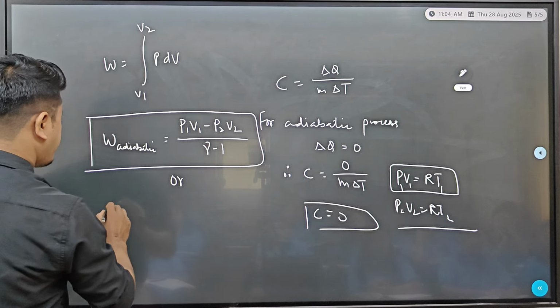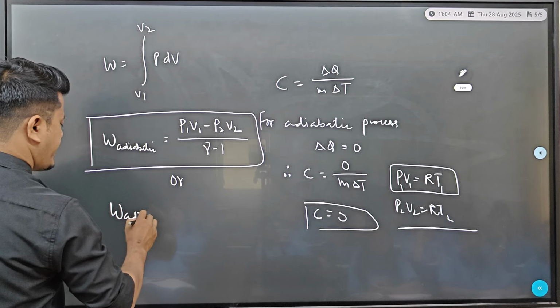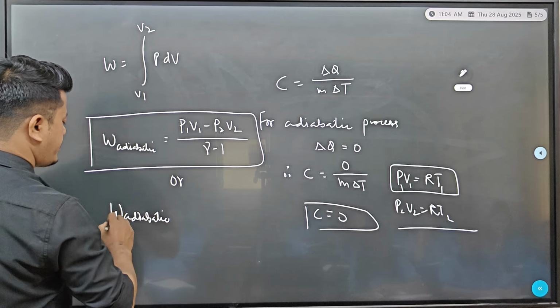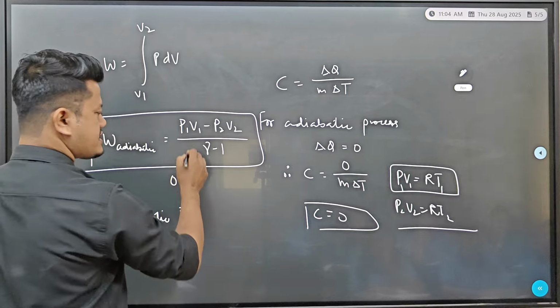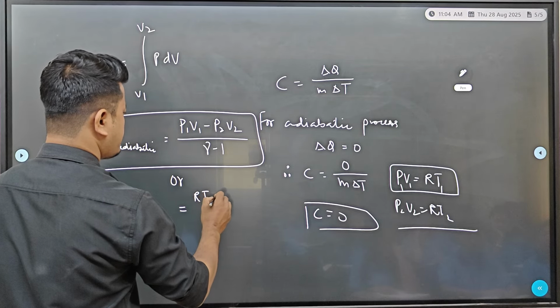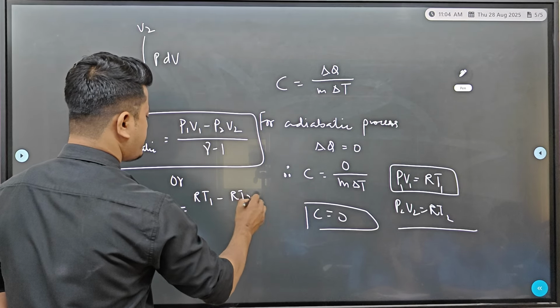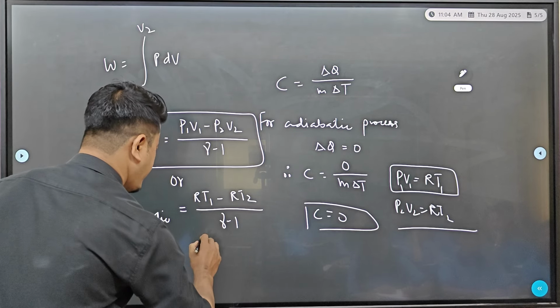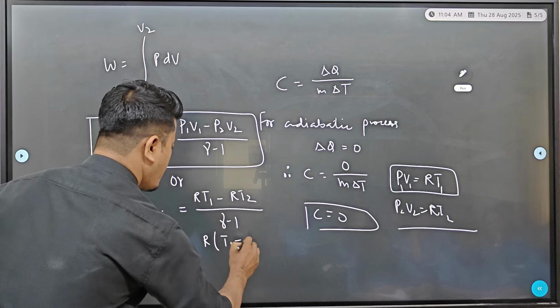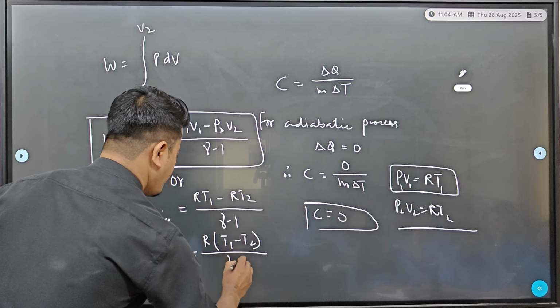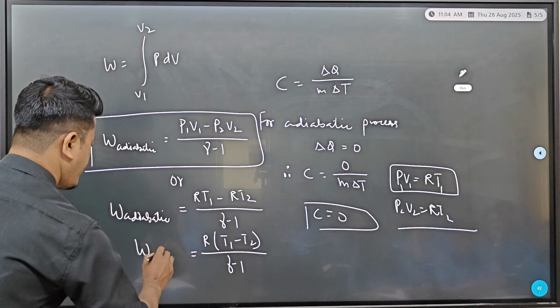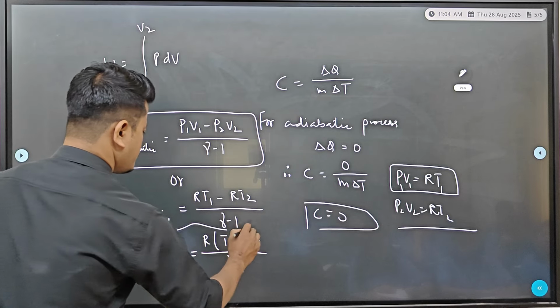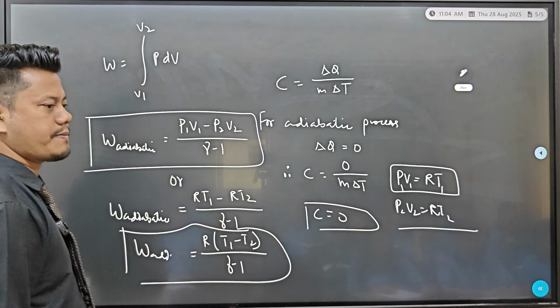So if I replace the value here in place of P1 V1, then I'll be getting work done under adiabatic as R of T1 minus R of T2 by gamma minus 1, yes or no? This can also be written as, if I take R as common, R times T1 minus T2 by gamma minus 1. This is work done under adiabatic process. I hope you understood, right?